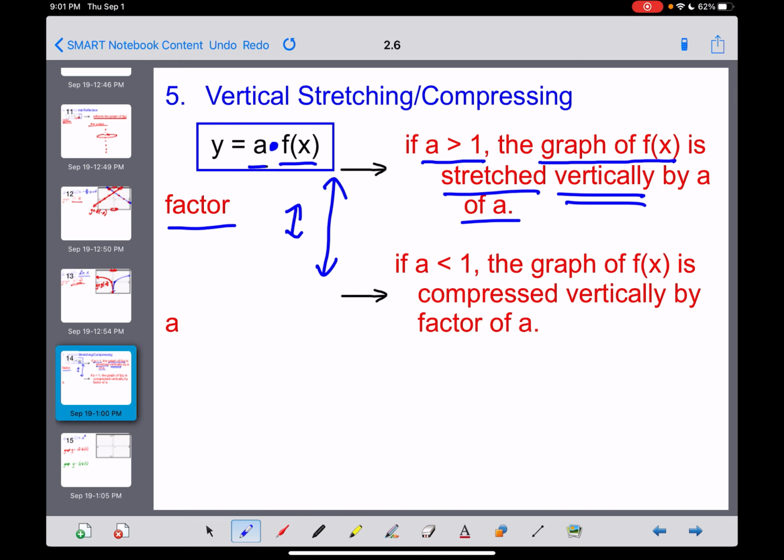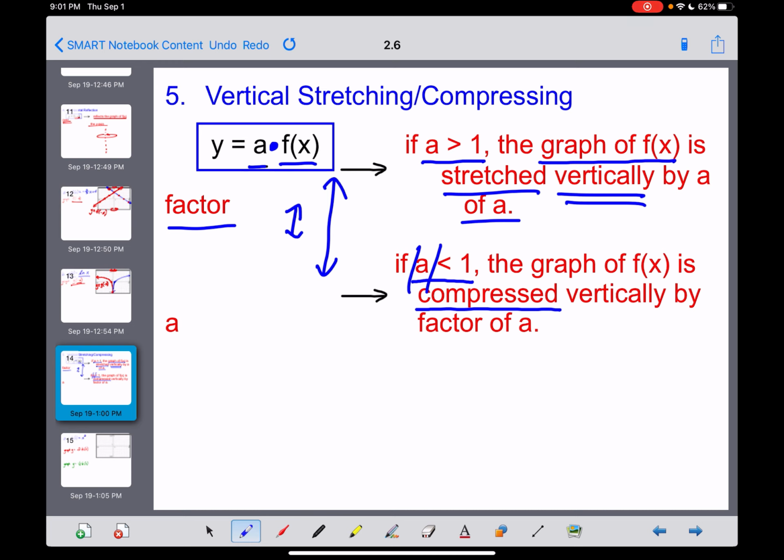But the second half of this happens right here if a is smaller than 1. So your common values you might see there would be something like 1/2 or 1/3. We really should be saying if the absolute value of a is less than 1. But if that happens, if you're multiplying your function by a number like 1/2 or 1/3, then your graph of f of x is not being stretched, it's being compressed vertically by a factor of a.